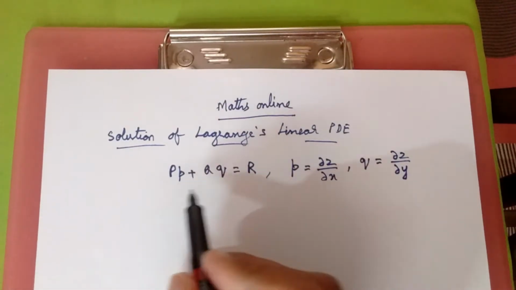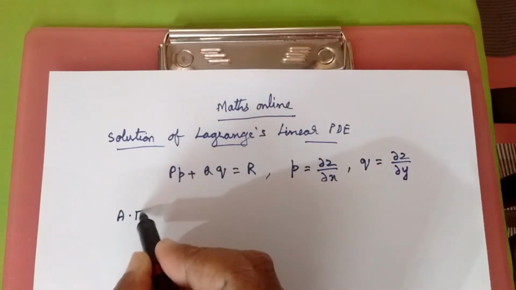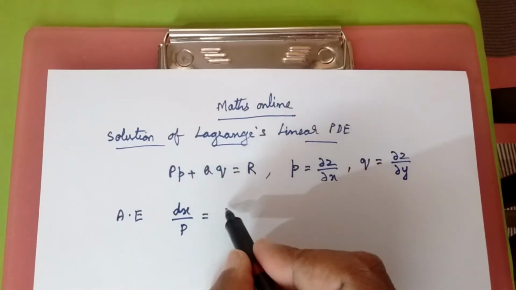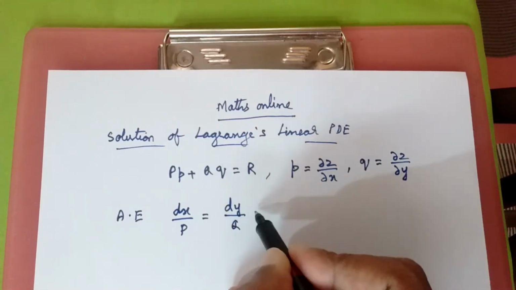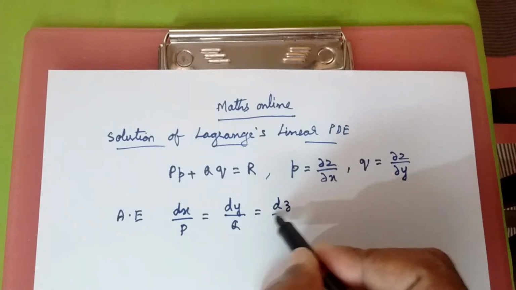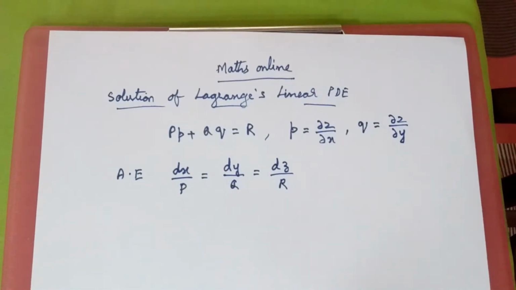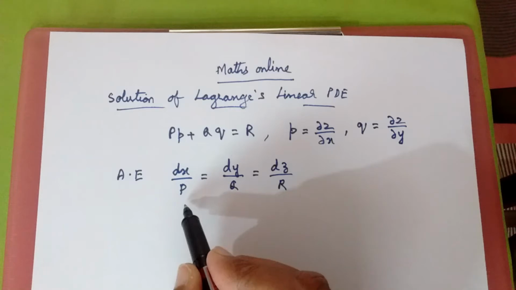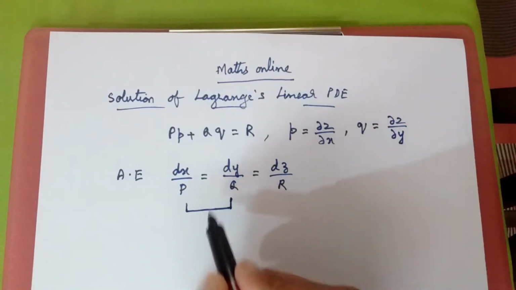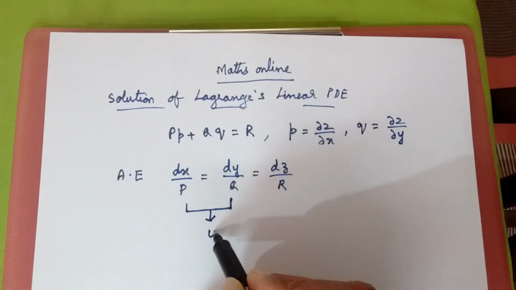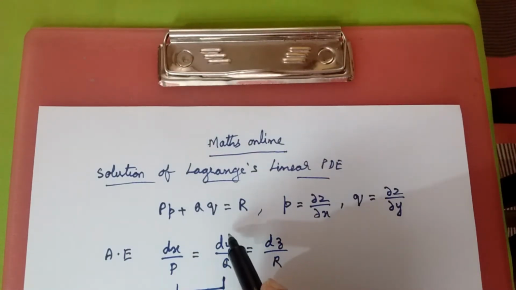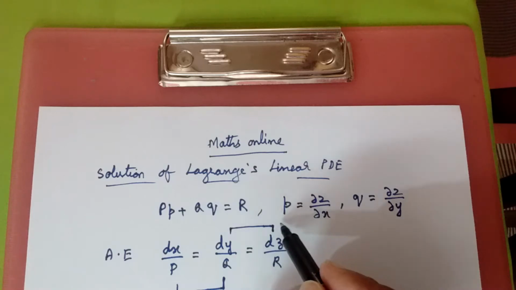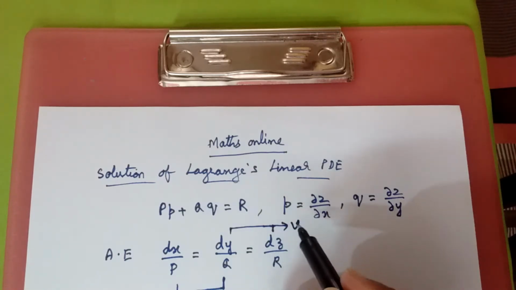Now to solve this Lagrange linear PDE, we use the auxiliary equation of the form dx by P is equal to dy by Q is equal to dz by R. To find the solution, we take the first two expressions and get one solution, say u. Then we group another two expressions, dy by Q is equal to dz by R, and find another solution, say v.